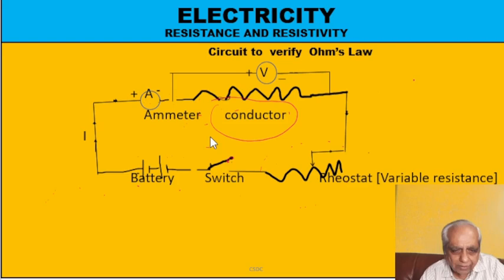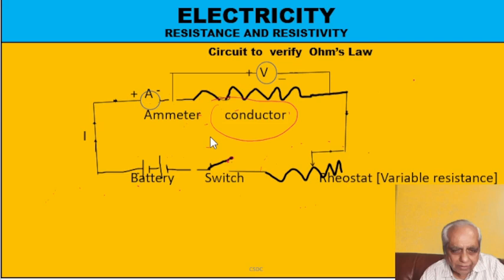My rheostat was in some position, and I have taken a reading of V and I. Now to change the value of resistance, I move in this direction. As I am moving this slider in this direction, my resistance will change. So if the resistance changes, I will again take a reading of V and I. So take a few readings of V and I.